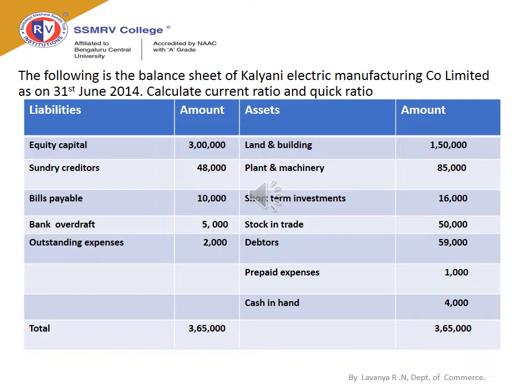From the balance sheet, you are required to calculate current ratio and quick ratio. These two ratios are commonly used, and they are used to determine the short-term solvency position of a concern. Solvency position in the sense you can know the financial position of a concern by computing current ratio and quick ratio. From the balance sheet, you have to identify the current assets and current liabilities. The current liabilities are sundry creditors, outstanding expenses, bills payable and bank overdraft. Likewise, you have to identify the current assets. The current assets are investment, stock, debtors, prepaid expenditure, cash.